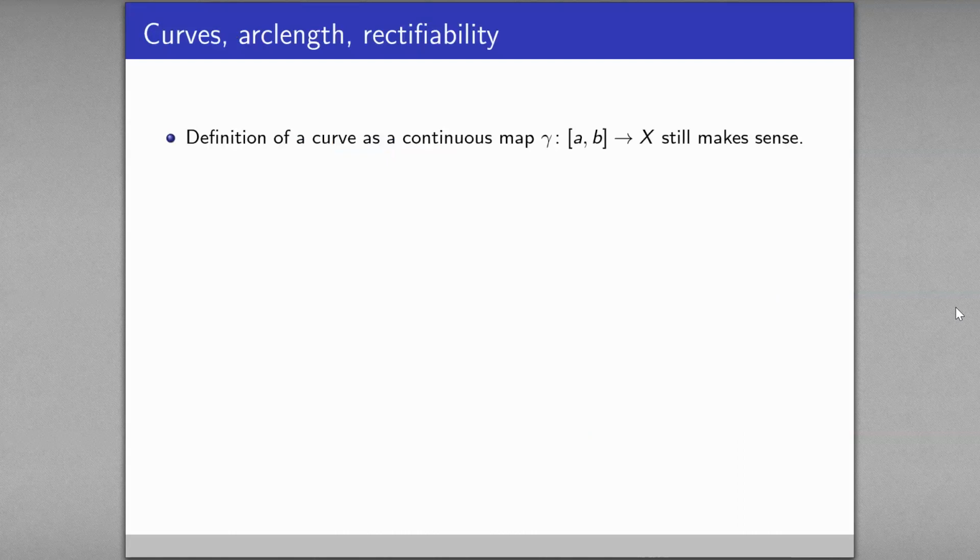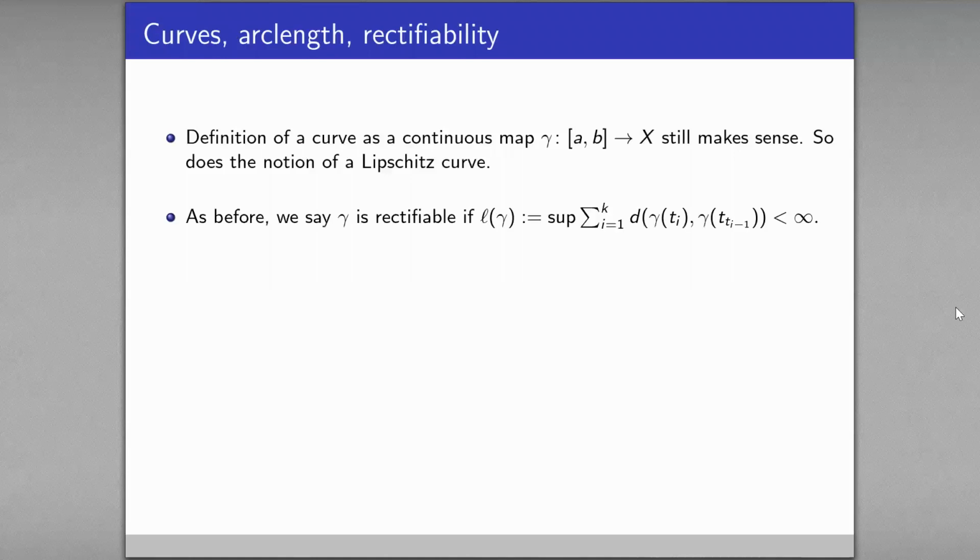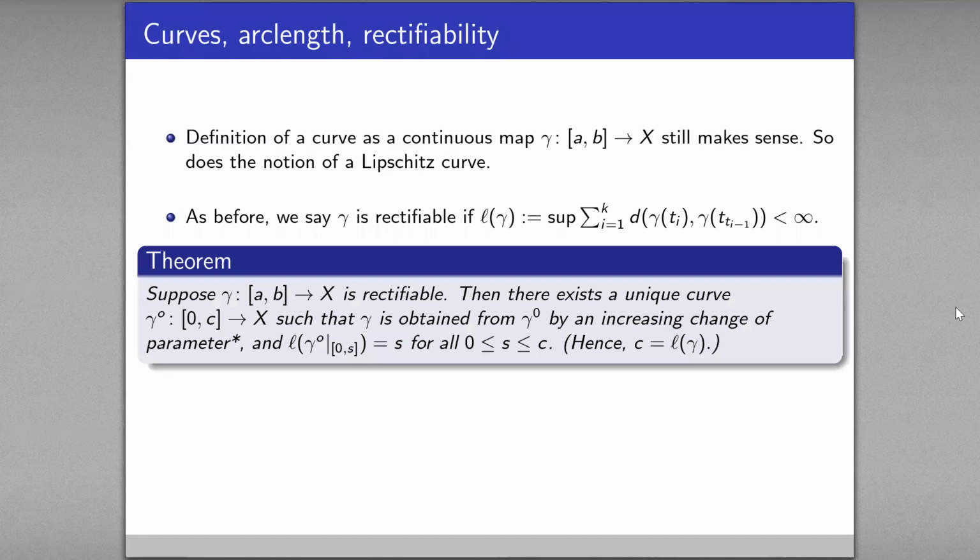The definition of a curve as a continuous map from an interval makes sense. Also, the notion of a Lipschitz curve makes sense, because that only uses the notion of distance. And as I had promised before, the definition of length and rectifiability is exactly the same. I literally copy pasted that formula because I didn't want to type all of these. And I replaced this norm of gamma of t_i minus gamma of t_{i-1}, actually, I had forgotten to initially replace it, with just distance. Okay, so all of these make sense.